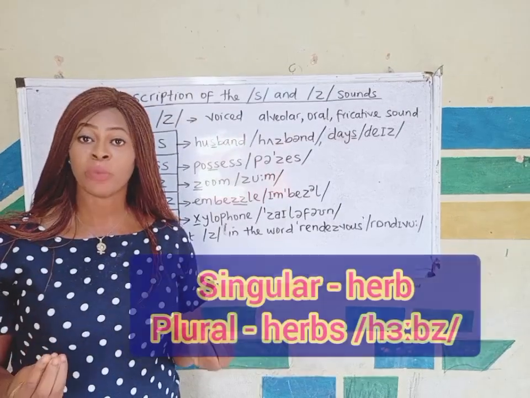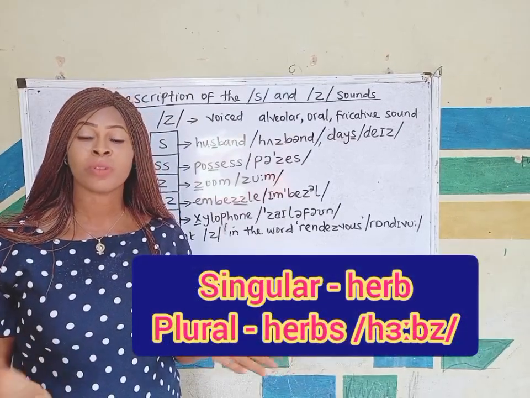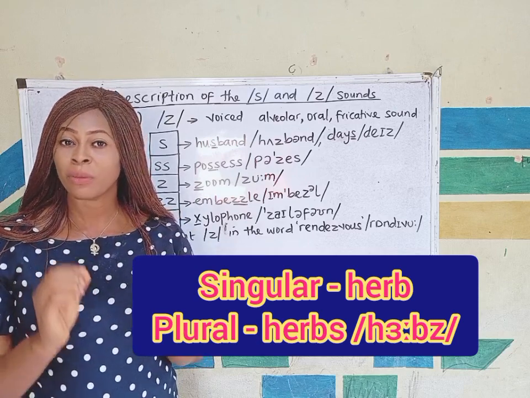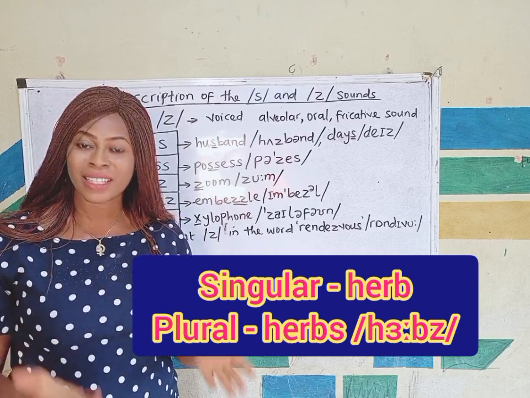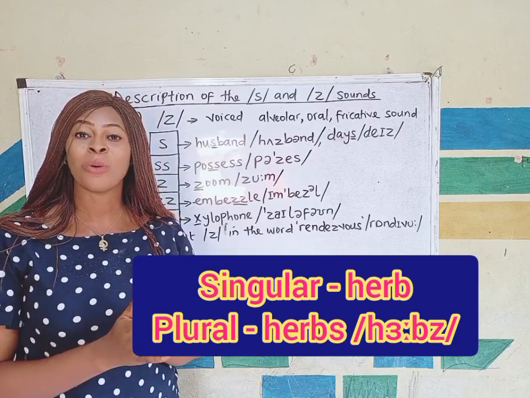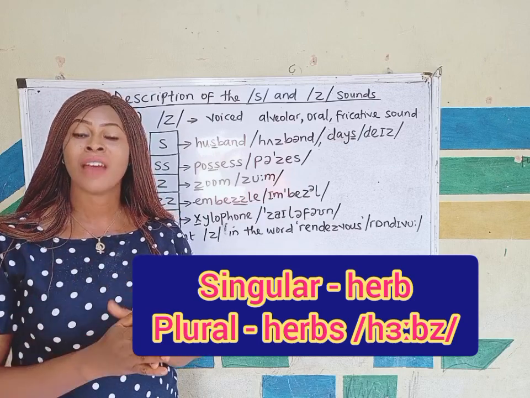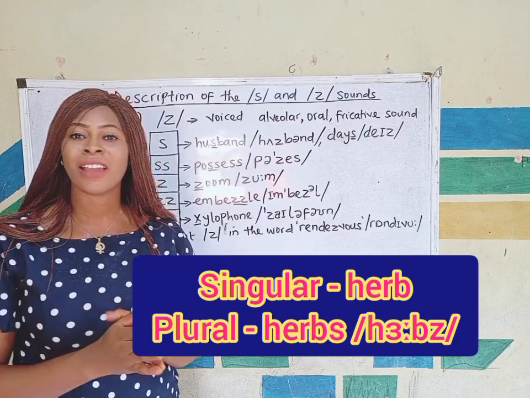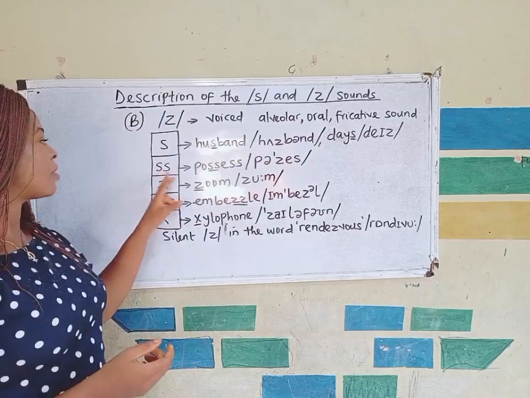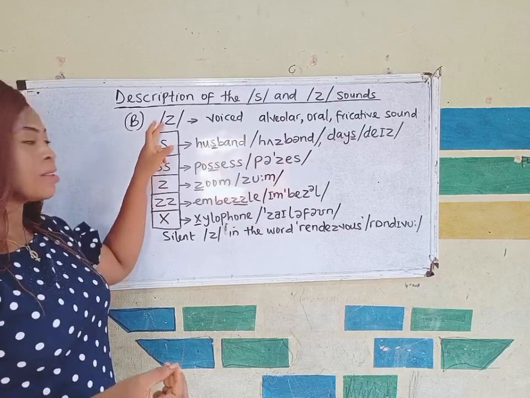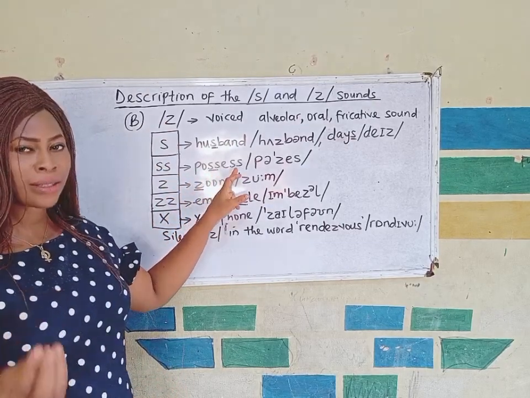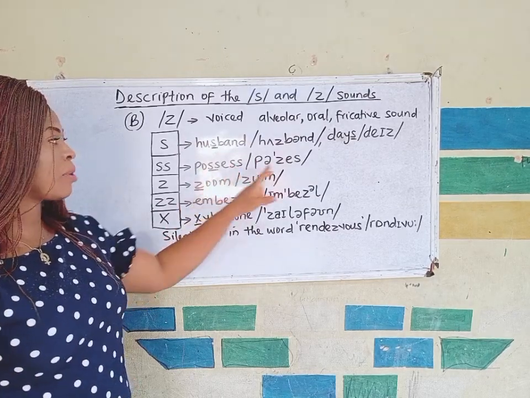Similarly, the word herbs. We have the B, which is a voiced consonant sound. So the plural form of herb is herbs. The S at the end of B is produced as Z. We have the SS sounding as Z. It is produced as in possess, and it is sounding as S at the end. So we have the word possess.